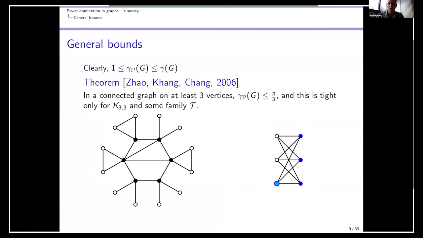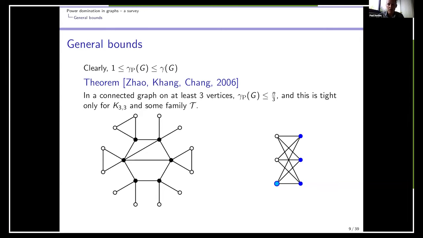So one first easy claim is that the power domination number of the graph is always at least 1, unless there is no vertex in the graph. And it is always at most the domination number. I can always take a dominating set. I have no step of propagation, but things go fine. It means that a dominating set is always good.